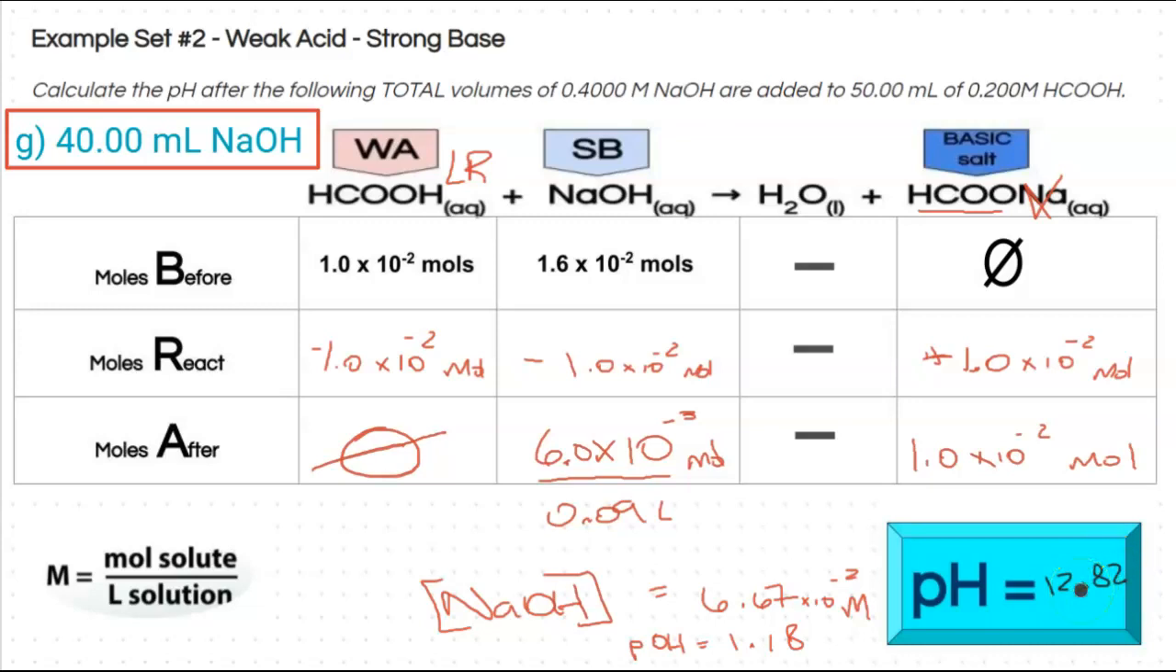And there you have it. That is how you make pH calculations at varying points during a titration. Please watch this video as many times as you need to. If you have questions, please write those down and bring those to class, and I'll be happy to help you with those.